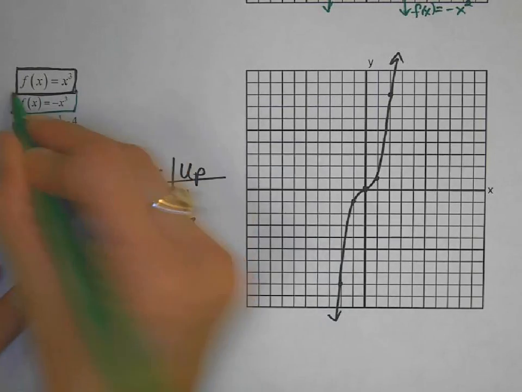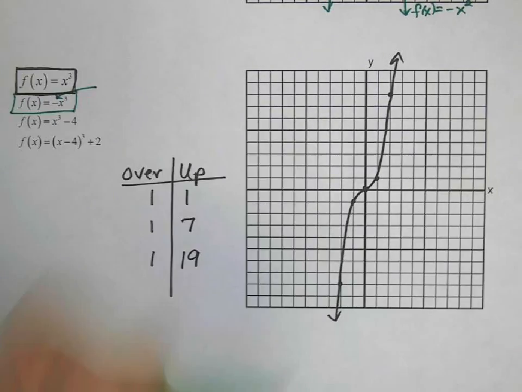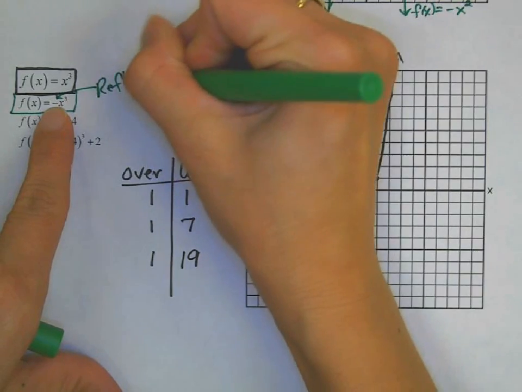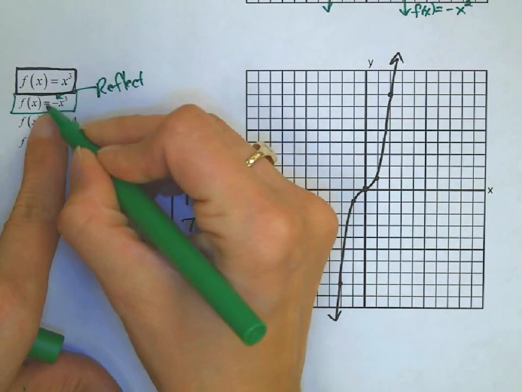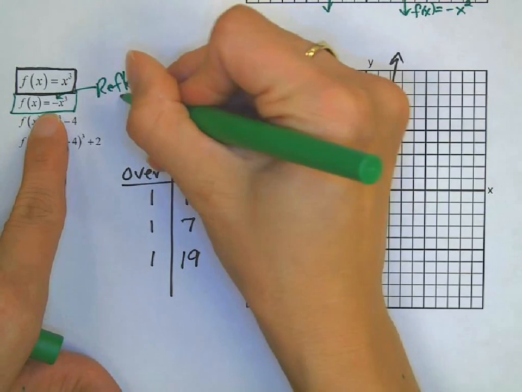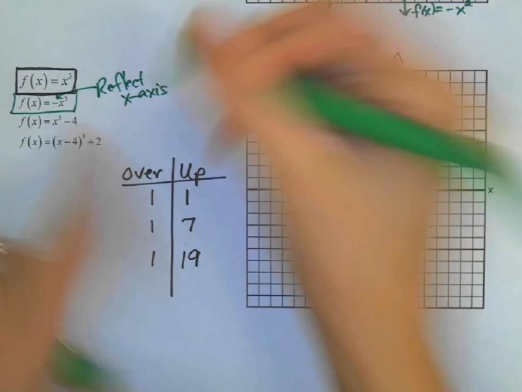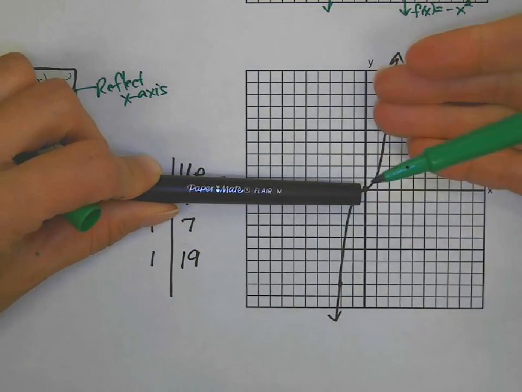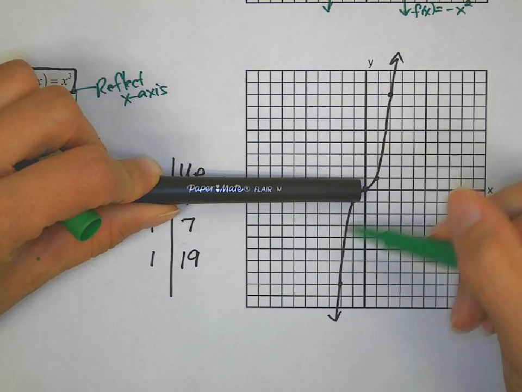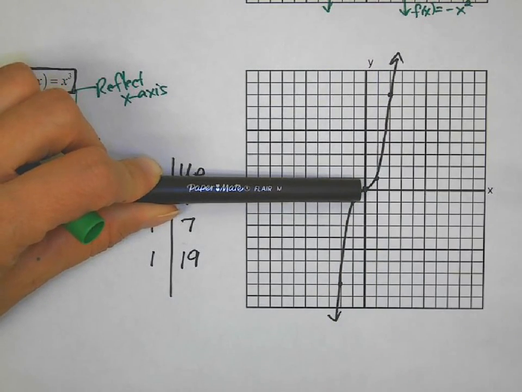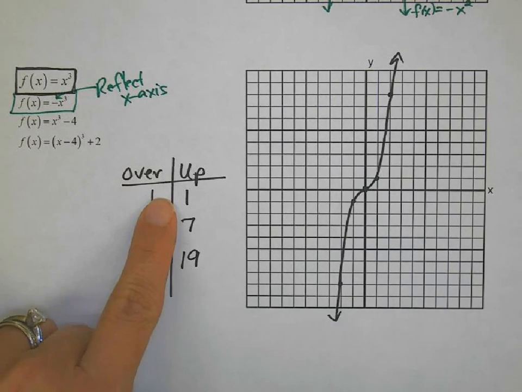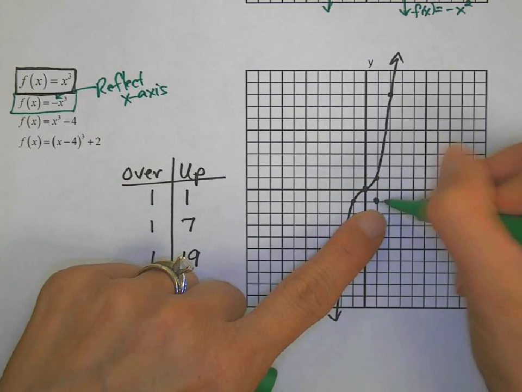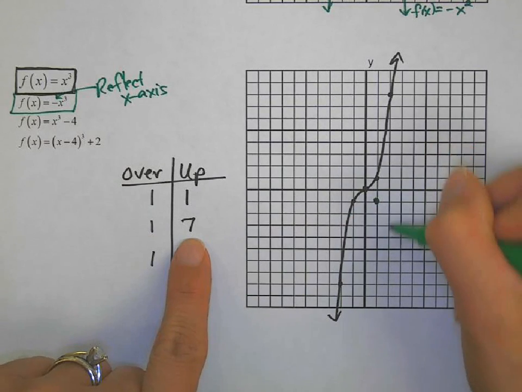The next example has a negative out in front, negative x cubed. If the negative is there, that means reflection. Since the negative is not getting cubed, it's out in front, that's going to be the x-axis. So what's going to happen? Everybody above the x-axis is going to get flipped down here. Everybody down here is going to get flipped up there. We're going to have the same growth chart though. So it's going to go over 1, down 1. It's going to go over 1, down 7.